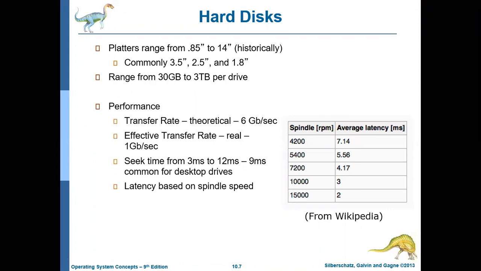And this is the typical performance. Theoretically, the transfer rate is given as 6 gigabits per second. That is the time required to transfer data from CPU to the drive, or from the drive to the CPU. But the effective transfer rate in real time is about 1 gigabit per second. And seek time is normally from 3 milliseconds to 12 milliseconds, but generally for desktop drives it takes about 9 milliseconds.